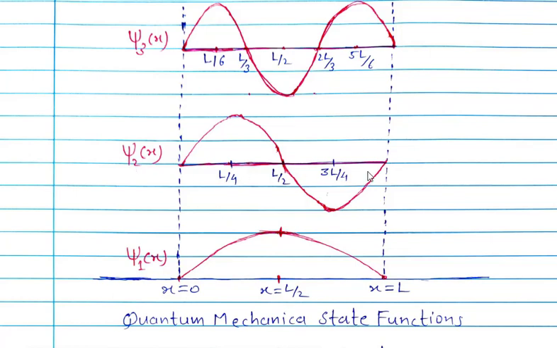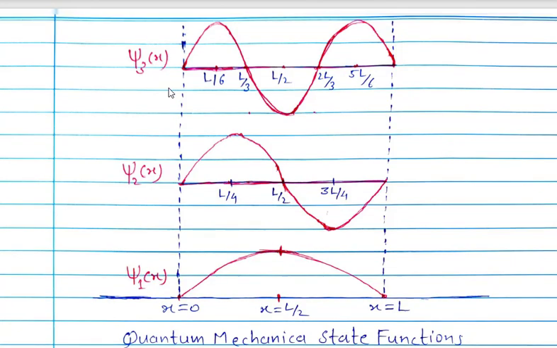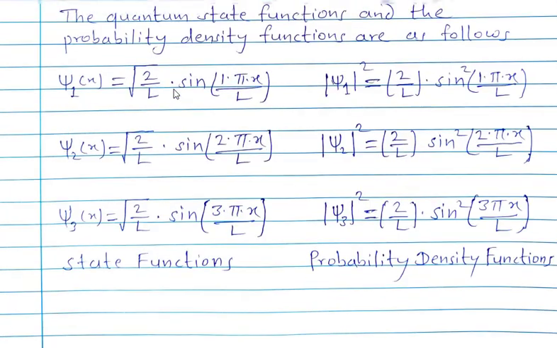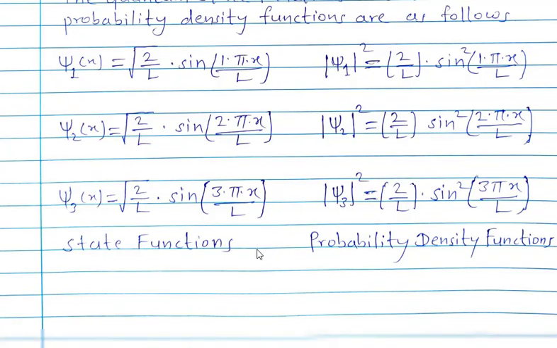Here we have simply divided this length L into 4 equal parts. So the one part is L by 4, these two parts are 2 times L by 4, this is 3 times L by 4, and the last one would be 4 times L by 4, which is L, and so on. If the particle is in the second excited state, then the corresponding state function would be root 2 by L times sine of 3 pi x by L.